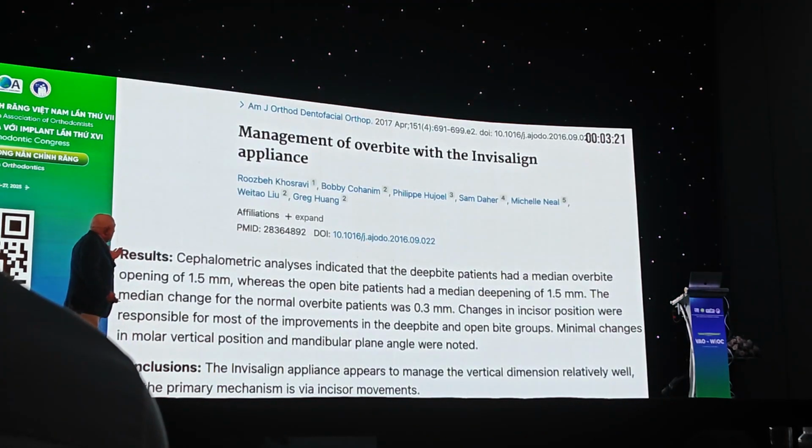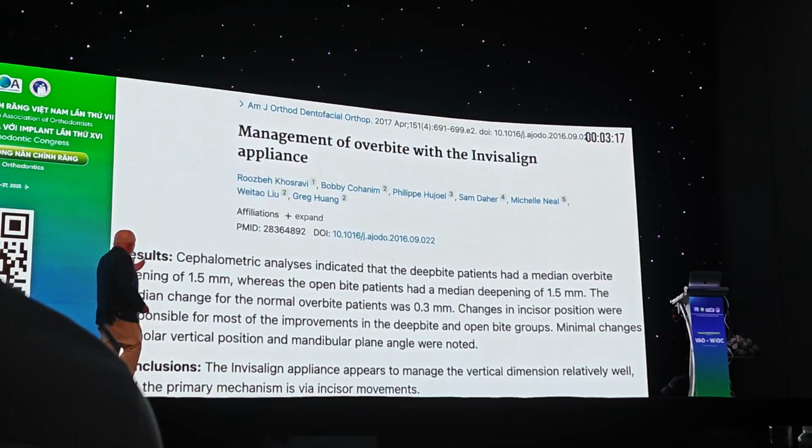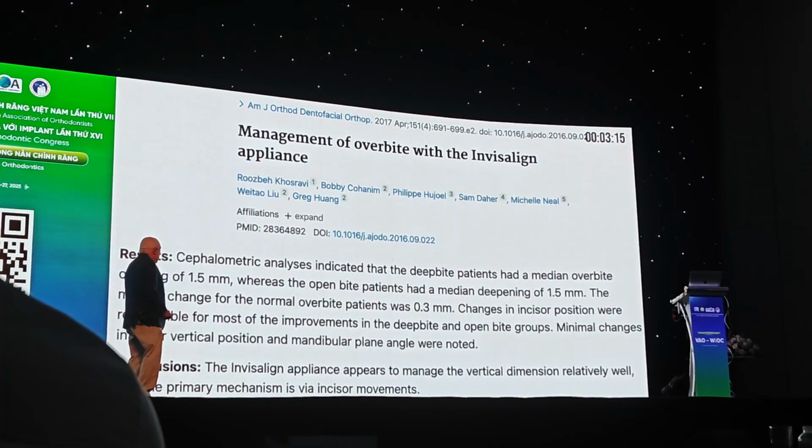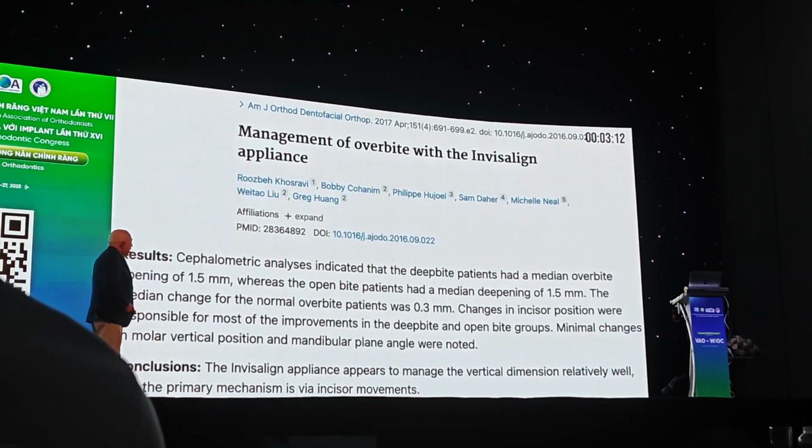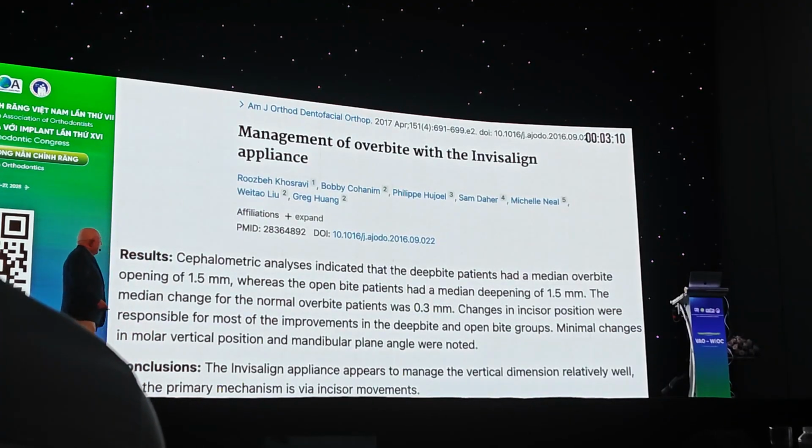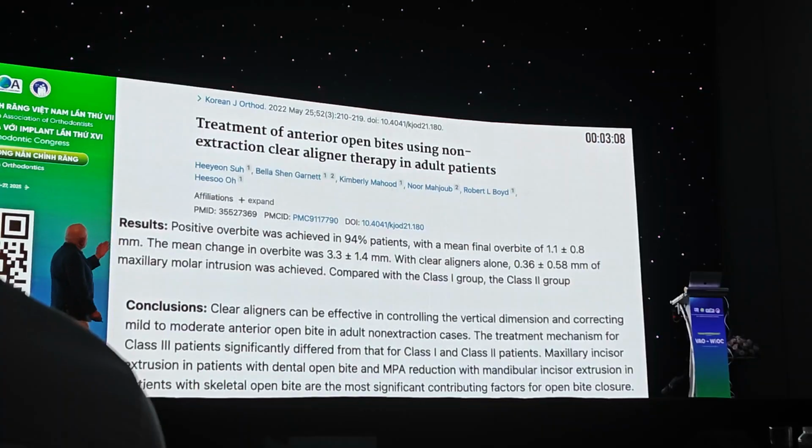Management of open bite with Invisalign appliance. As I told you, this is the very latest paper. Although this is 2017, they basically talked about the maximum you can correct, and this one is 1.5. This is a paper which came in 22 with the Korean dental journal. It talks about treatment of open bite using non-extraction, clear aligner therapy.